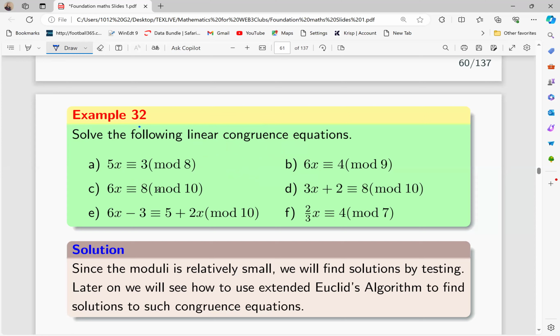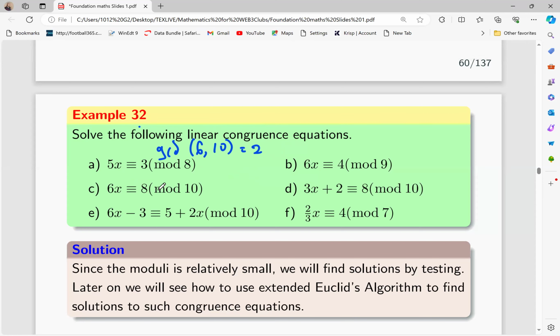For the second equation, again, we find out the GCD of 6 and 10. And this looks like 2. And 2 divides 8. So the system has two solutions.